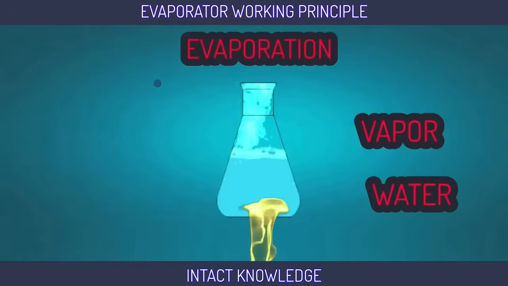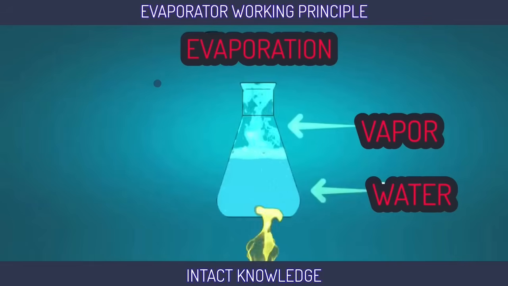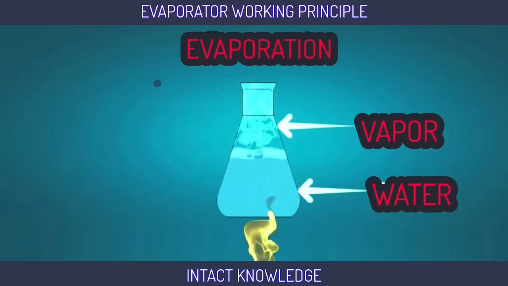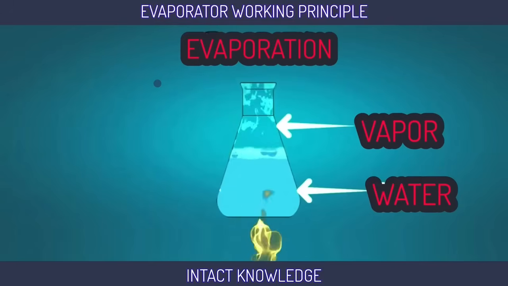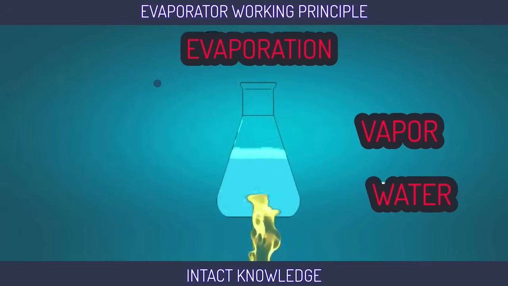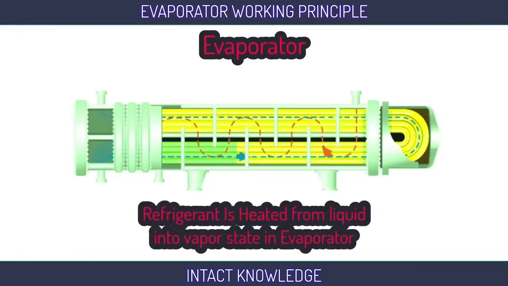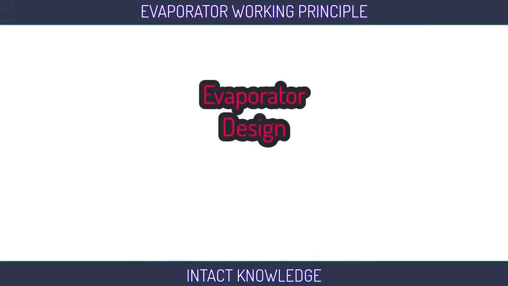When water is heated in a vessel, it evaporates little by little and changes from liquid to gas. The process of changing the liquid to vapor is called evaporation. The refrigerant is heated in the evaporator and it evaporates from liquid state to vapor state. That's why we call it evaporator.